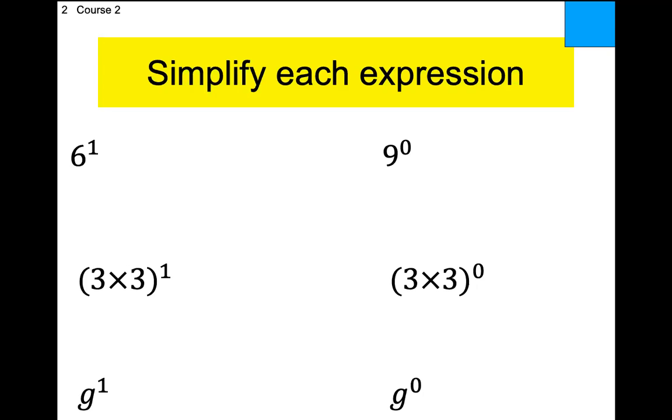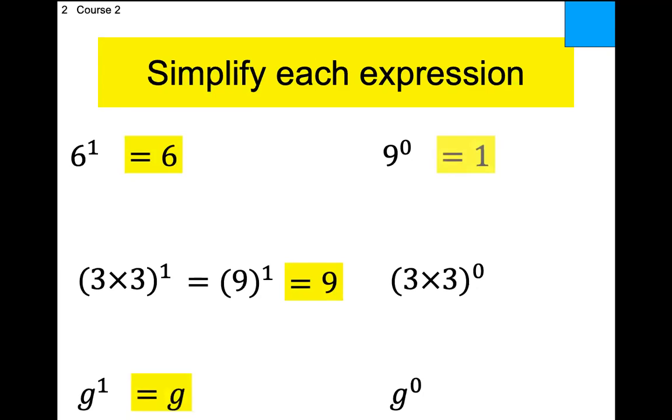All right, let's see. Upper left to lower right. Go. Give me all 3. 6, 9, and G. Right side. What do you got, Avery? I got 1, 1, and 1. Oh, man. Kind of boring, right? All right. We okay with anything to the 0 power, anything to the first power?